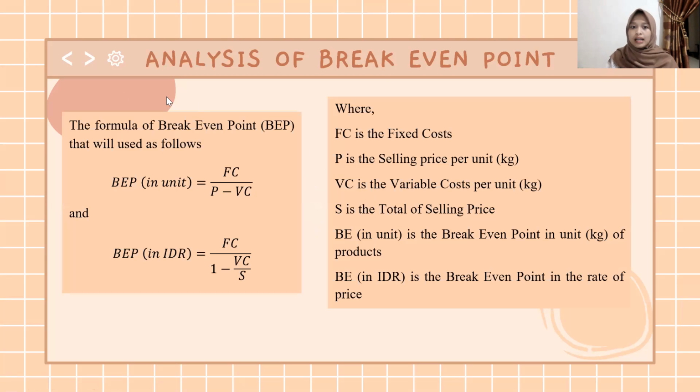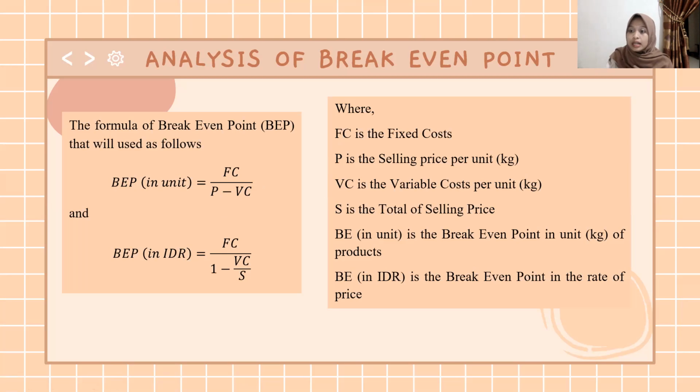Next, for the analysis of break-even point, we will use these 2 formulas. The first formula is BEP in unit equals FC over P minus VC. FC here is the total fixed cost. P here is the selling price per unit. The unit that we'll use in this analysis is kilogram.